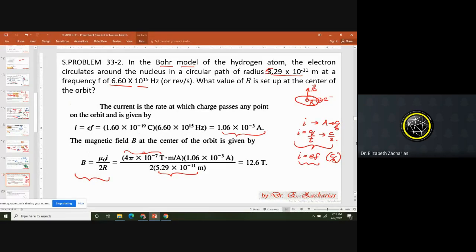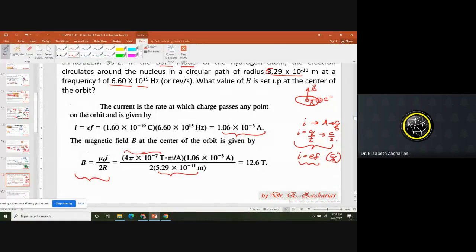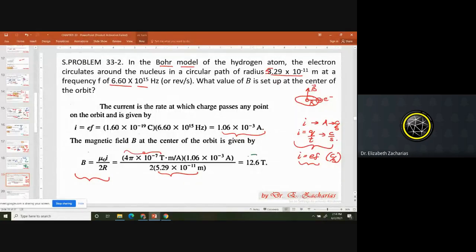So one single electron going around in a circle, because the circle is very small and because the frequency is high, look at the current. It is milliamp current. Normally, for you to get a milliamp current in a wire, 10 to the power of 28 electrons should have been moving. Whereas here you see a single electron is able to create a current of 1 milliamp. Now put that into the equation and look at the value of the magnetic field you're getting. It's an appreciable value. It is 12.6 Tesla. 12.6 Tesla is an appreciably big value of magnetic field.